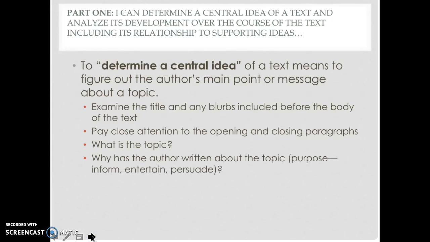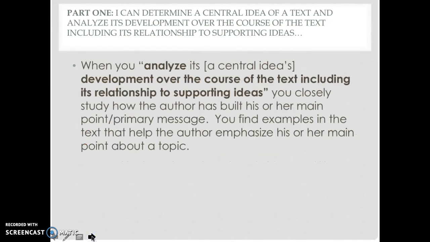Why has the author written about the topic? Is that to inform me, to entertain me, or to persuade me to do something? And what points has he made about the topic? When you analyze, you're going to closely look at how the author has built his points up throughout the text to get to that big central idea.